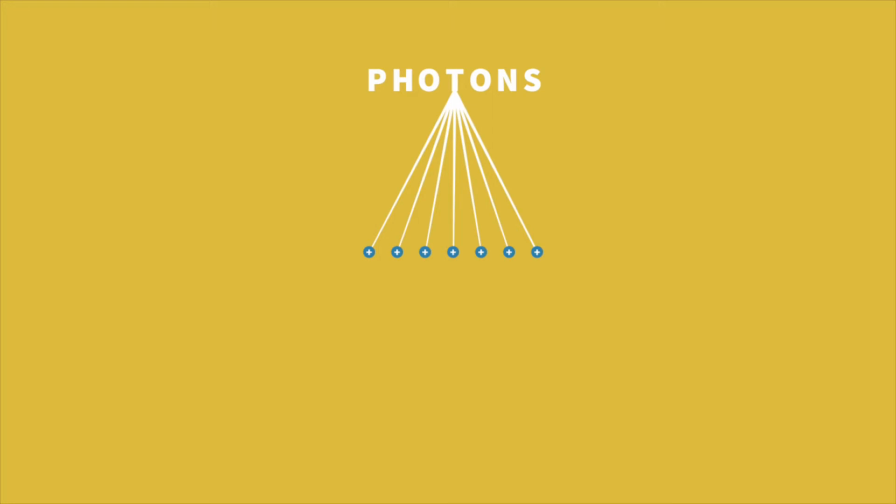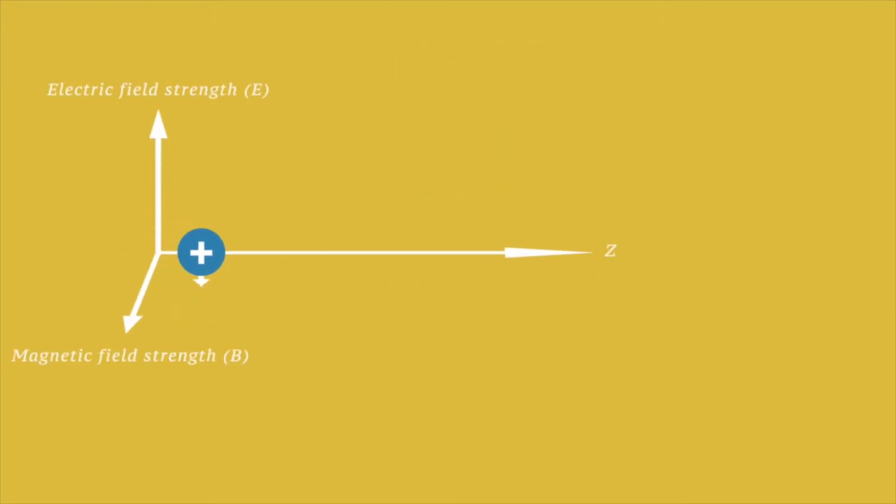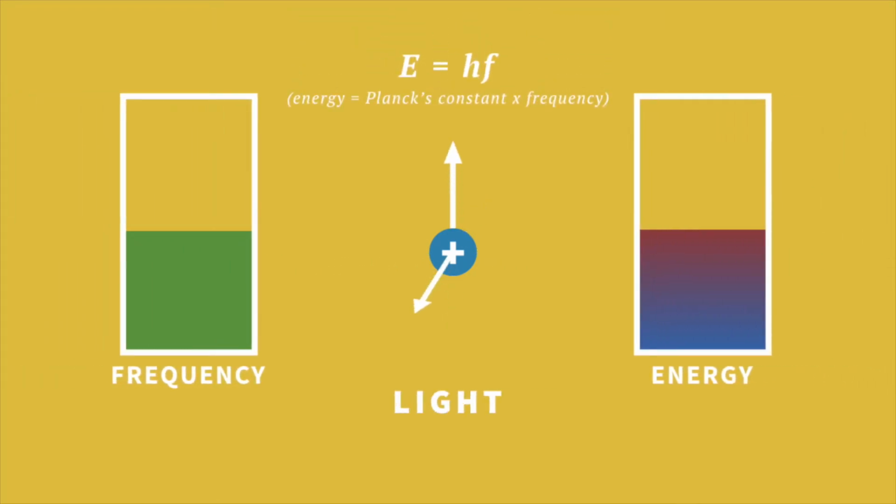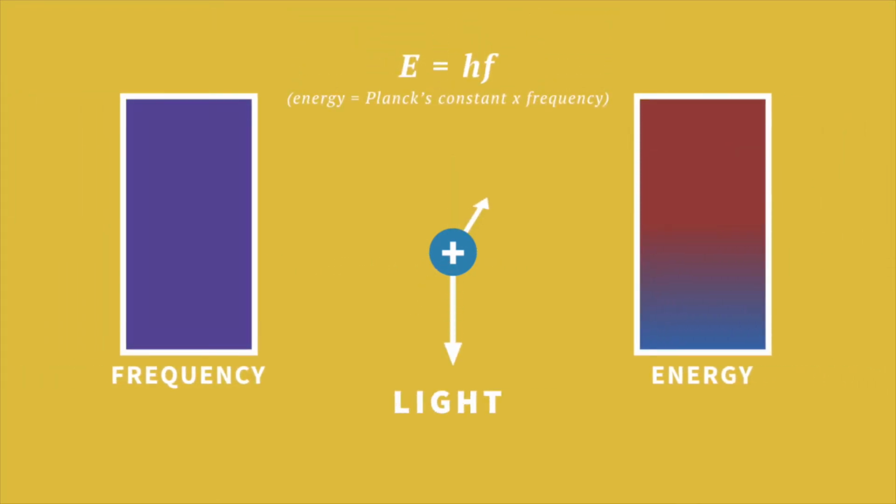Light consists of many discrete particles called photons. These photons have both an electric and magnetic field that oscillate in strength. The energy of a photon determines at what frequency these fields oscillate, and through the formula E=hf, where h is Planck's constant, the energy of a photon can be found using the light's frequency.